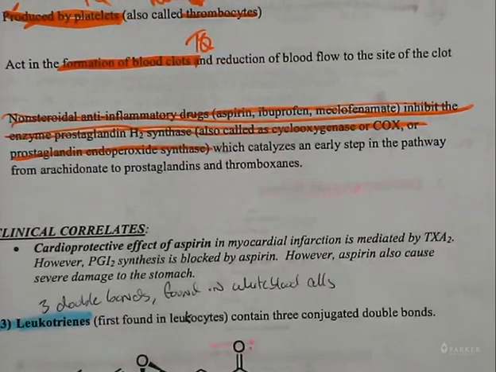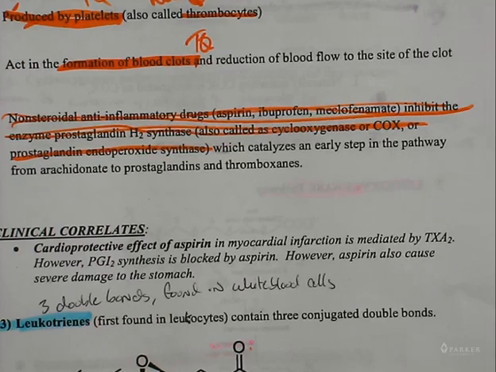Right here's what we talked about already. We're going to go over it again, though, later. Non-steroidal anti-inflammatory drugs, NSAIDs, a.k.a. aspirin, ibuprofen, meclofenamate, inhibit prostaglandin H2 synthase, a.k.a. COX, which catalyzes an early step in the synthesis path. So COX inhibitors stop inflammation.